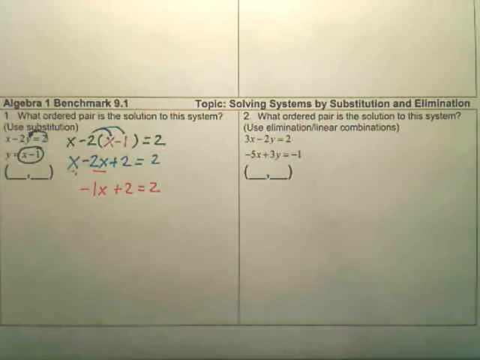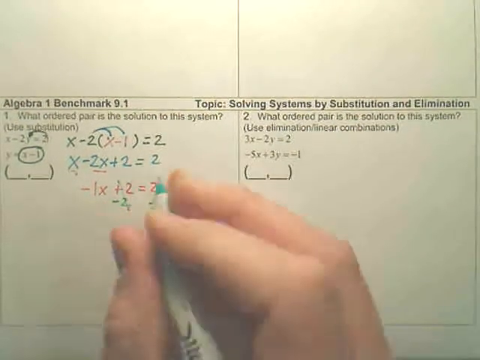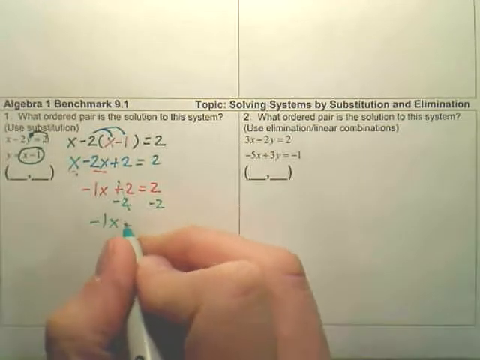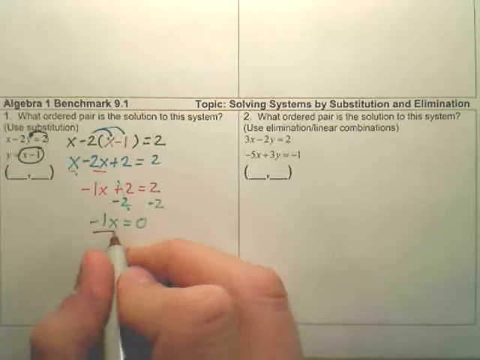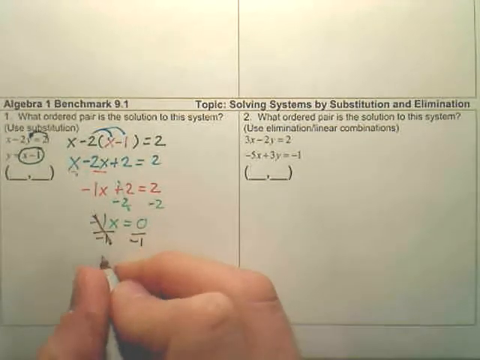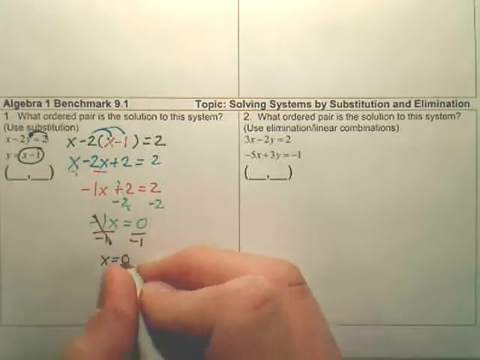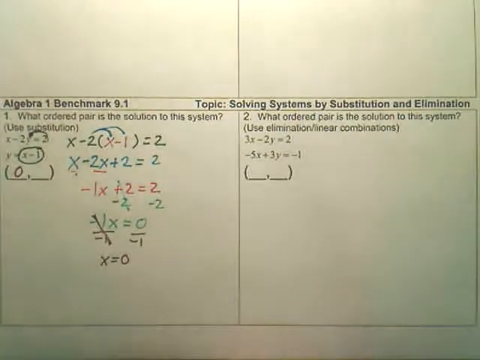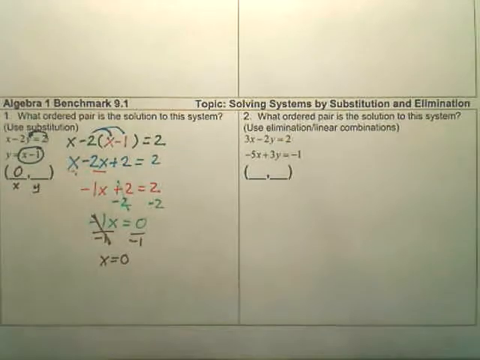And then to keep solving this, we want to subtract the 2 over. So you get negative 1x equals 0. Divide by negative 1. And we got x equals, what's 0 divided by negative 1? 0. It's actually 0. So x is 0. We're looking for a coordinate, x, y. Remember, that's x, that's y.